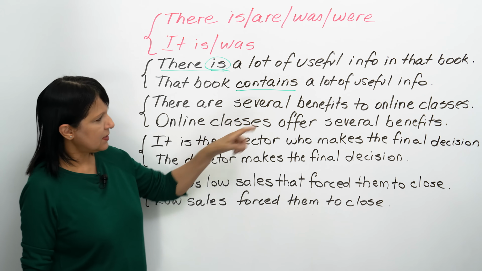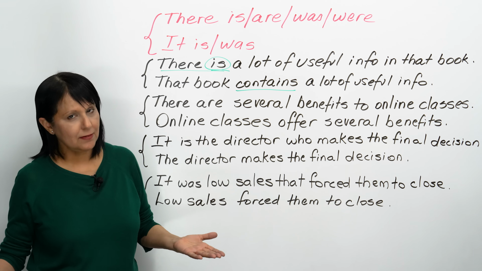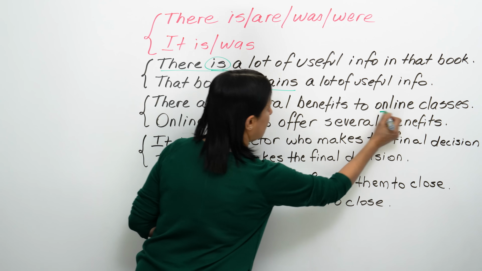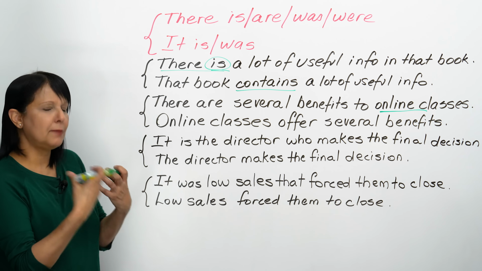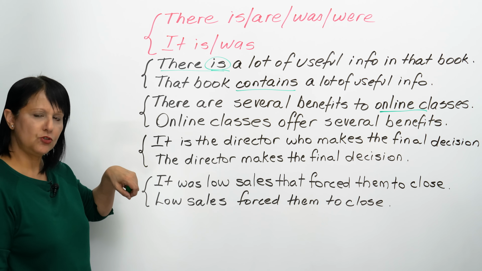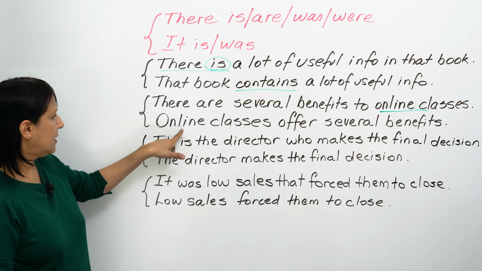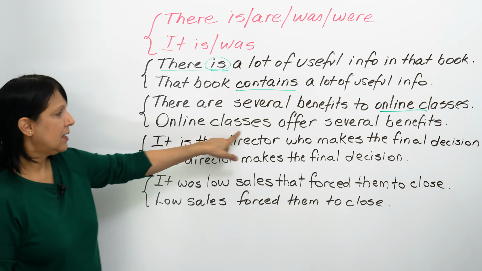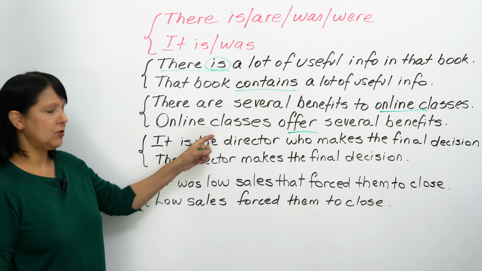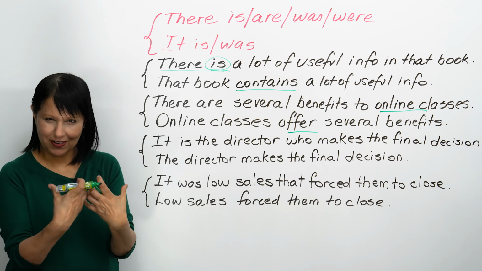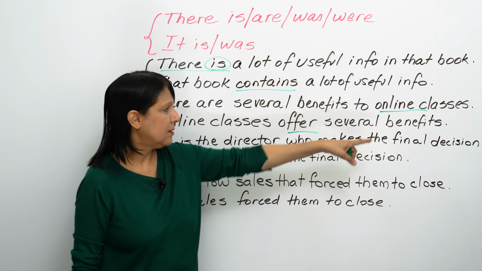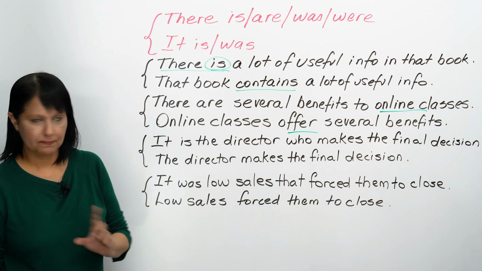Okay, next. There are several benefits to online classes. Again, nothing wrong with that, but what can we do? So look for the actual subject. Look for the actual subject you want, which is online classes, right? So try and start with that. Sometimes that strategy works. So here we said online classes offer several benefits, okay? So now we're starting with the subject, which is strong. We're using a verb, which is a good verb, all right? And we're adding some other details, all right?